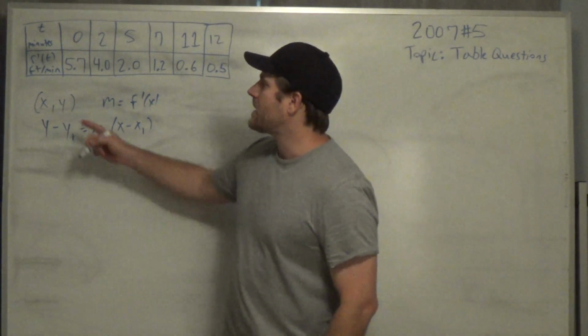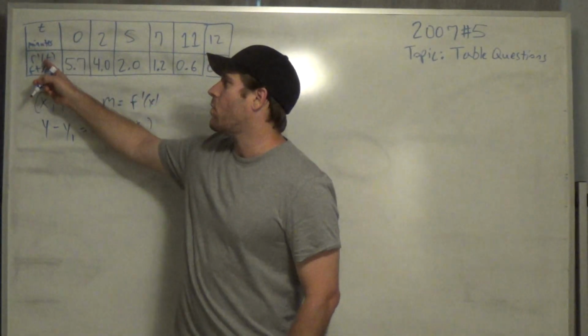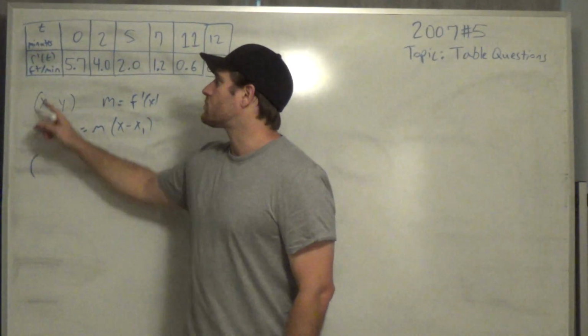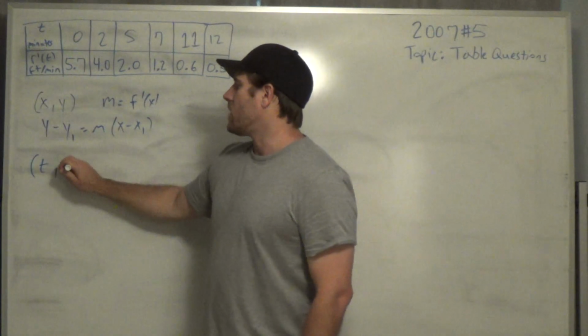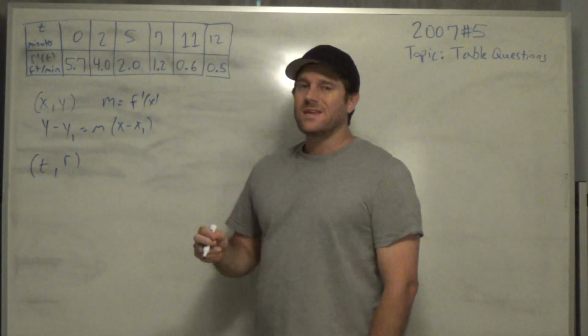The first thing that might be slightly confusing here is that we don't have x's and y's. Instead, remember when we have a table, this is normally x, this is y. So our x in this problem is time, and our y in this problem is the radius. So you're going to keep that in mind.